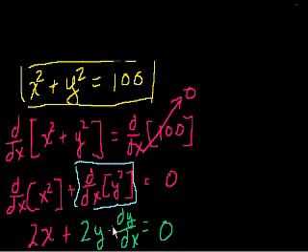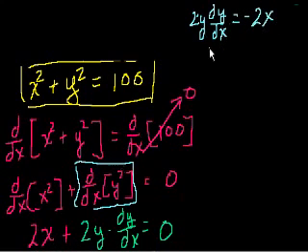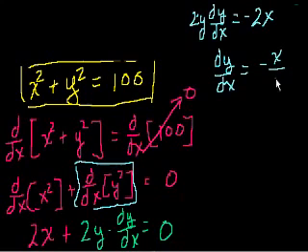So now we could solve this for the derivative of y with respect to x. So we get, let's subtract 2x from both sides. So we get 2y dy/dx is equal to, I'm just subtracting 2x from both sides, minus 2x. And then what do we get? We get dy over dx is equal to, divide both sides by 2y. The 2's cancel out. You get minus x over y. And this is interesting just as it is, right?